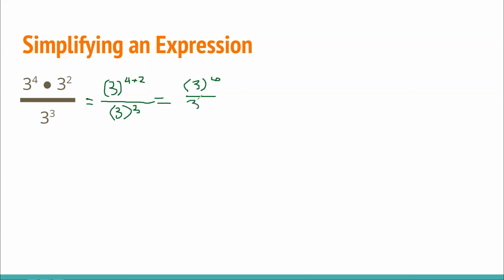So now I've got 3 to the 6th power over 3 to the 3rd power. We just learned how to do this. We know that it's going to be subtraction. So I've got 3 to the 6 minus 3rd power. And then I'm going to actually do that subtraction and say 3 to the 3rd power. And so that's what that simplifies down to.